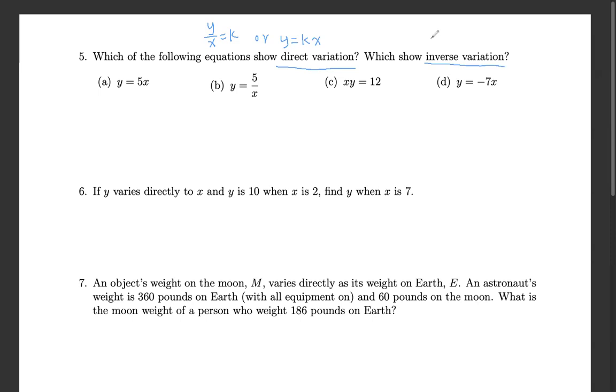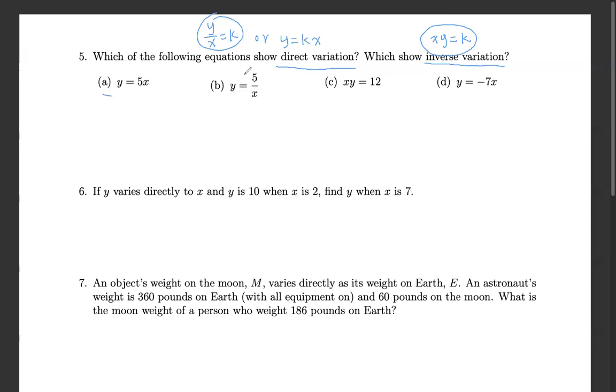Inverse variation means x times y, the multiplication, equals a constant. I guess this one probably makes more sense. So the quotient equals a constant is direct variation. The product equals a constant, let's call it inverse variation. So which is which? Let's see.